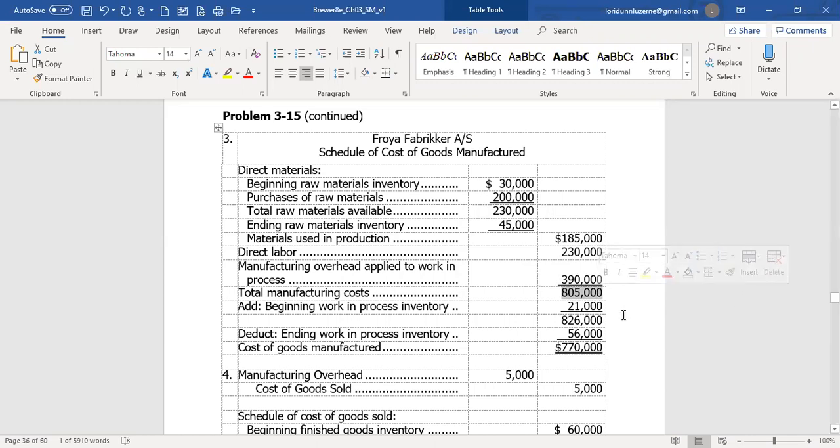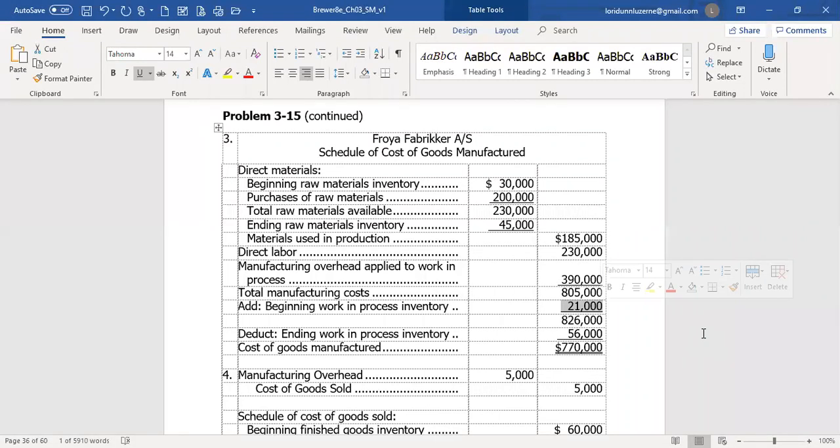Okay, did we have any costs of stuff started last period that were still in production at the beginning of this period? And the answer is yes. So the balance of beginning work in process are for any items that were started last period but are still in production. Those are the costs that are coming into the new period. So the total cost of everything that was in the manufacturing process is $826,000.